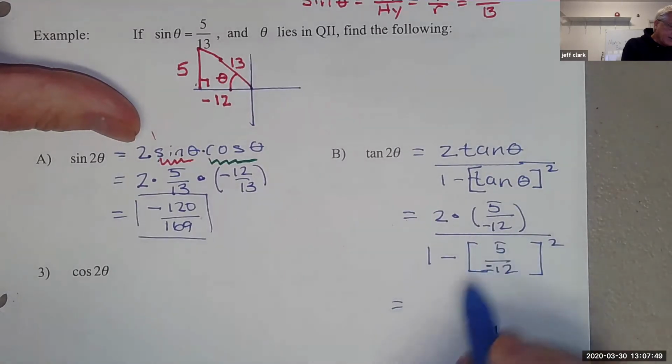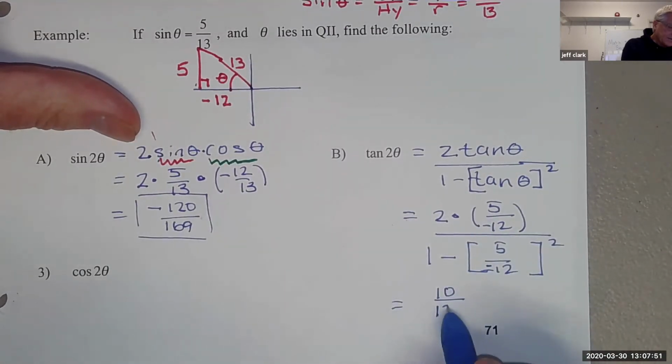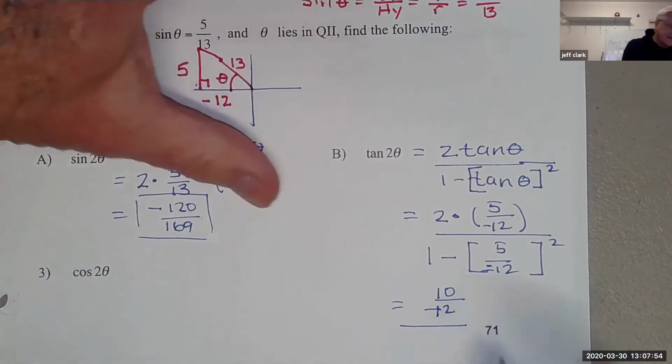Okay, we're going to multiply straight across. That'd be 10 over negative 12 divided by, that's negative.